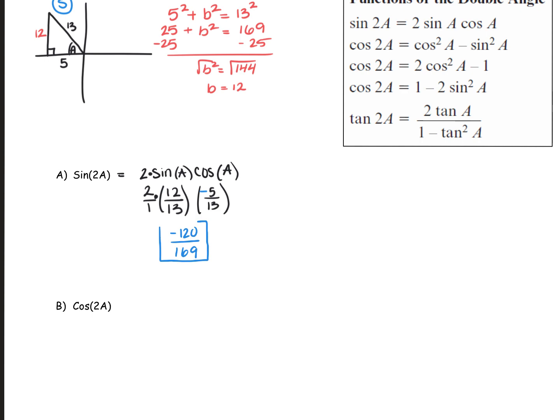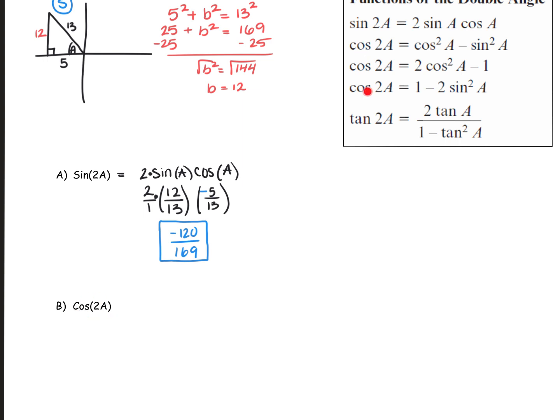Exact value is really a fraction, not necessarily a decimal. If they wanted you to round it to the nearest tenth or hundredth, they would have said so. So leave your answer in fraction form if necessary. Okay, so now cosine of 2A.